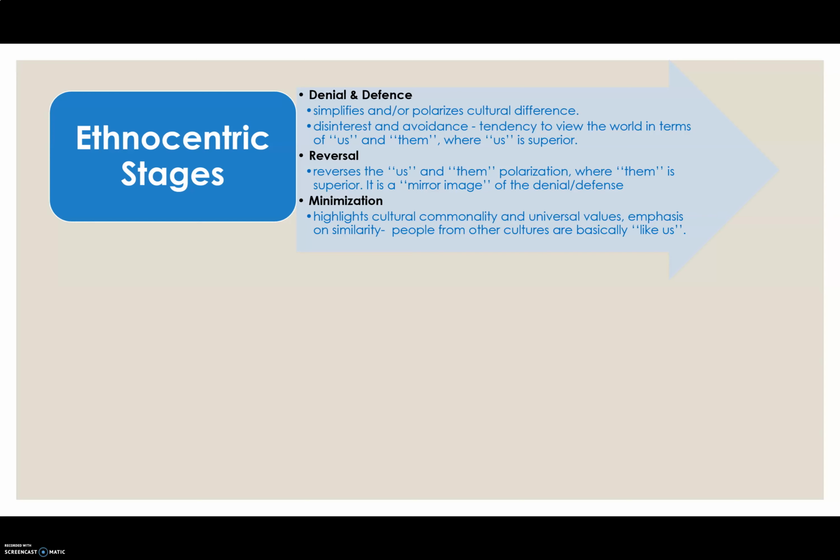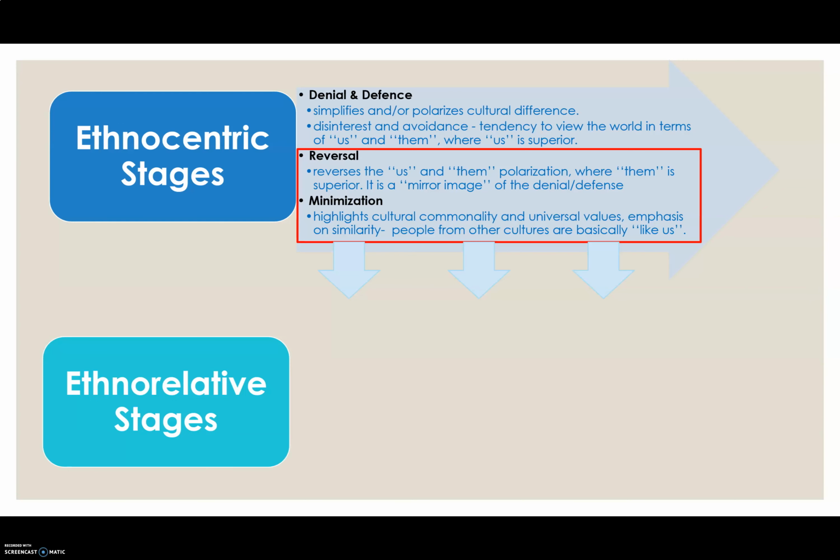Okay, and what we tend to do at that stage is emphasize the similarity of people and cultures. So people will say things at that stage like, "Oh, they're just like us. They believe that this is a good way to behave and this is a good thing to do in your society," etc. Okay, so these two stages here, the reversal and the minimization, are the threshold stages when we're moving towards ethno-relative, okay?